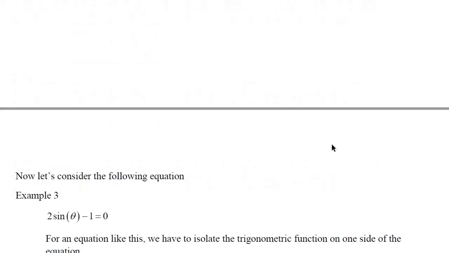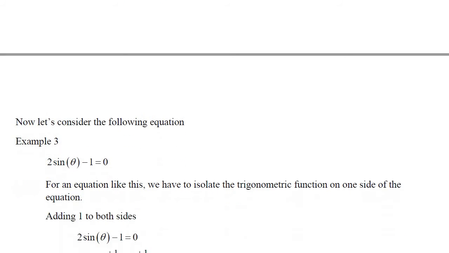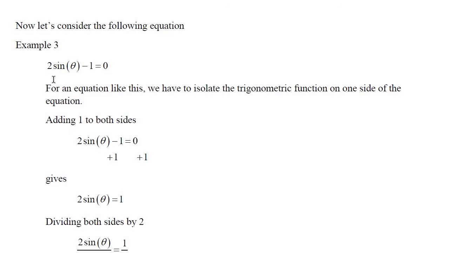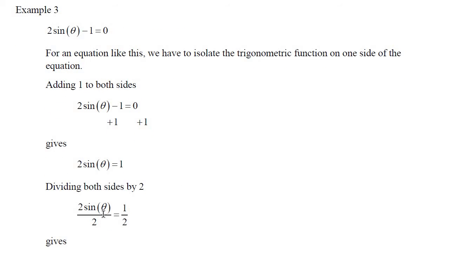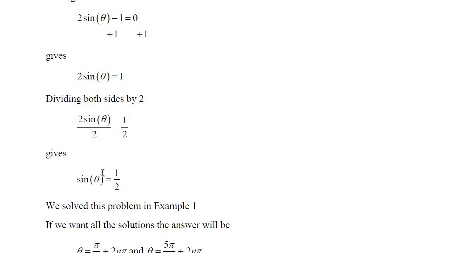All right, let's take a look at another example. Example 3, I have 2 sine theta minus 1 is equal to 0. For an equation like this, we have to isolate our trig function on one side. So adding 1 to both sides, that's going to give me 2 sine theta is equal to 1. Divide both sides by 2, I get 2 sine theta divided by 2 is equal to 1 over 2, and that ends up giving me sine theta is equal to 1/2.